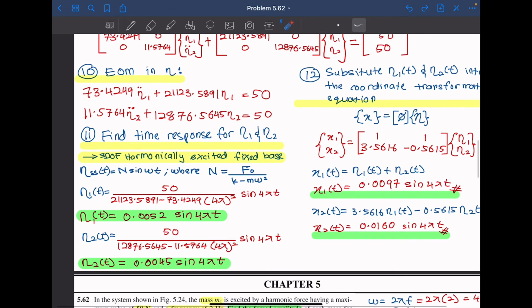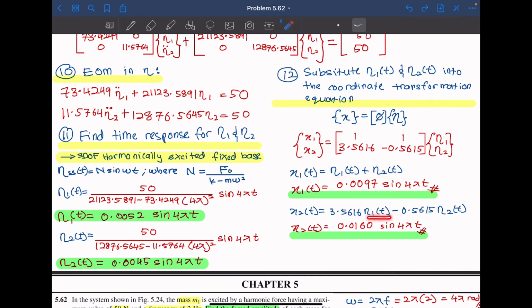You already have your eta 1 and eta 2 responses, here and also here, so just plug them in. It's easy. For the first response, just add eta 1 plus eta 2. So eta 1 0.052 plus eta 2 0.0045, you get 0.0097. The back part is the same, so you just add the numbers, sine omega t, sine 4 pi t. Settle. For this one, you get the first response. To get the second response, this is the formula that you get from here.